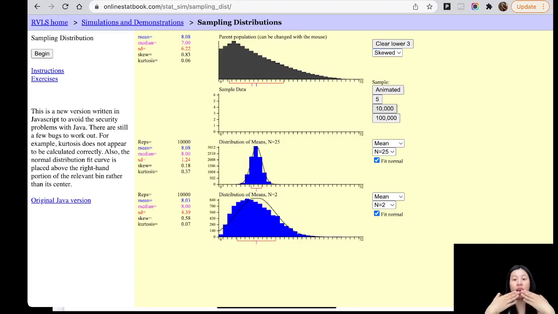So if the data is skewed, then with a larger sample size, the distribution of the mean is closer to a normal distribution. However, if the sample size is smaller, like 2, then the sampling distribution doesn't follow a normal distribution. That's by our observation. So now let's look at the node that we have.